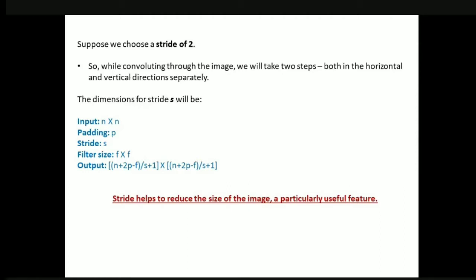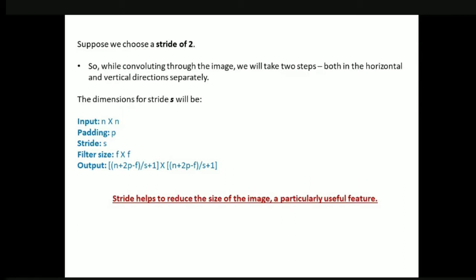Input is an n by n pixel image. We have padding P. Till now we did not discuss what padding P is. It will come in the next slides. The stride is represented by S, and the filter size is represented by F by F. With these values, the output matrix we get from applying this stride is ((n plus 2p minus f) by s plus 1) by ((n plus 2p minus f) by s plus 1).